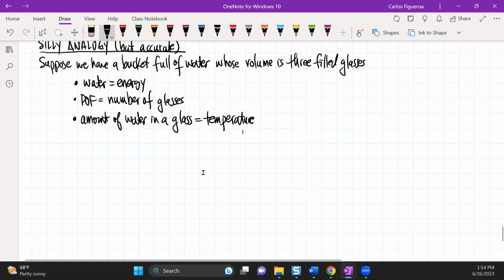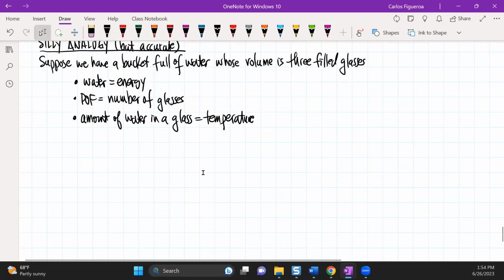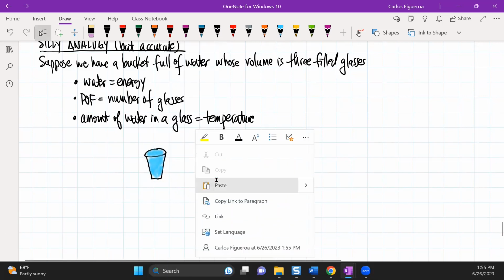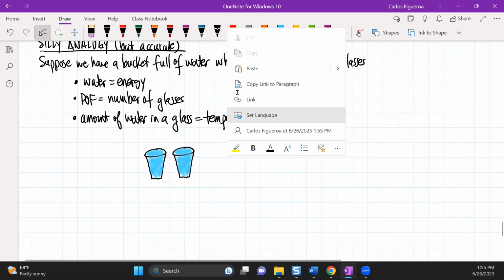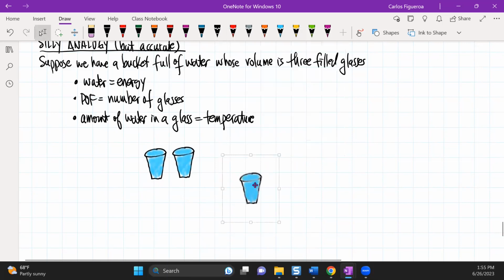So what I need to do here is that I'm going to draw a series of pictures here. So here I go. I'm going to start off with 3 glasses. And I'm going to cheat and I'm going to start copying. So here's 1 glass. I want to copy this glass. So here's 3 glasses. So this is the total amount of water in a bucket.